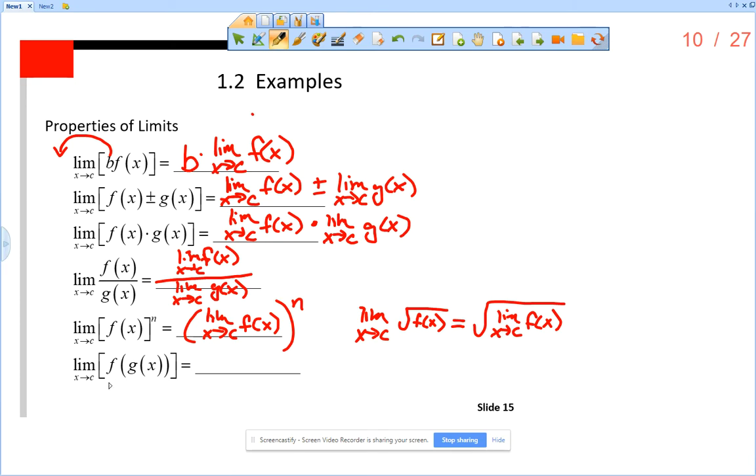All right, and then lastly, kind of a more general version of the previous one. So if I have the limit as x approaches c of f of g of x, well, just like we took the n outside of the limit, we could take the f outside of the limit, and so we can evaluate f of the limit as x approaches c of g of x. So we can find the limit as x approaches c of just g, whatever that number happens to be, and then evaluate f of that number.